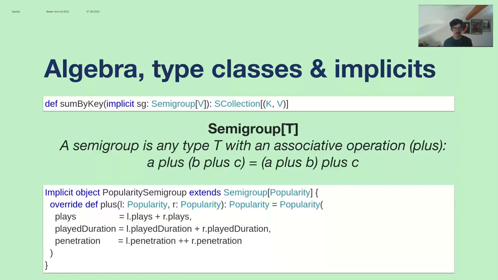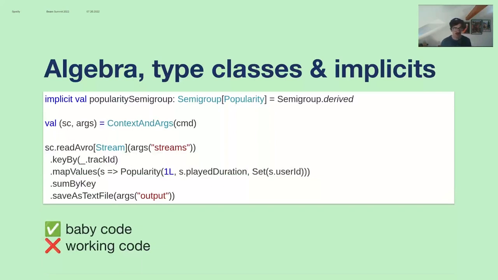So if you have Semigroups on the type level, then having groupings of those would be very easy to derive without writing a lot of functions. Here would be the example. If we have the assumption that we have the Semigroup for long, finite duration and sets, we can just derive the Semigroup automatically through a macro, for instance, and the code will be like this, just using sum by key in the pipeline. So to me, it's pretty nice, it's pretty code, but it's not working code. Maybe some of you already noticed.